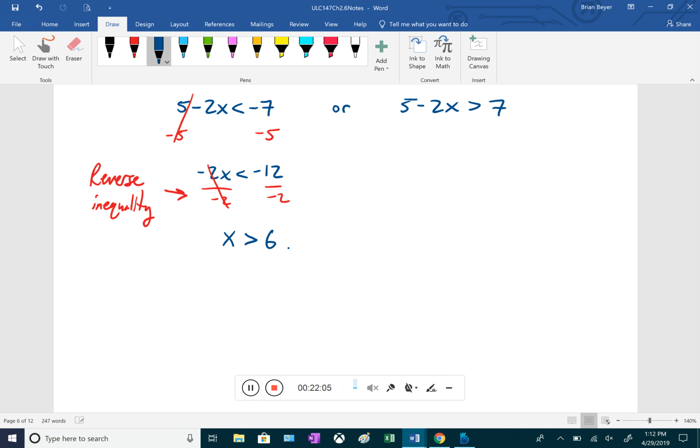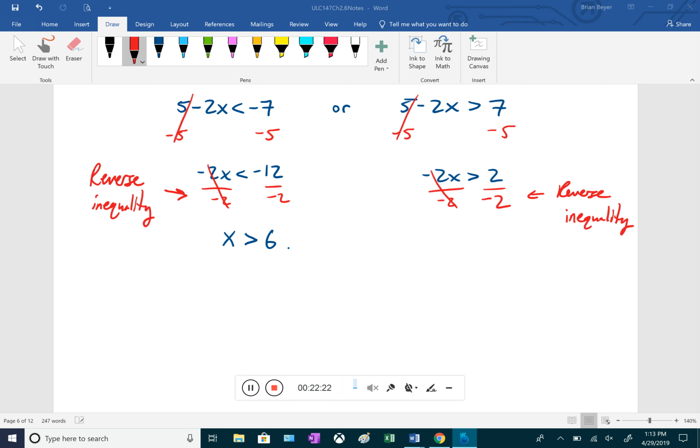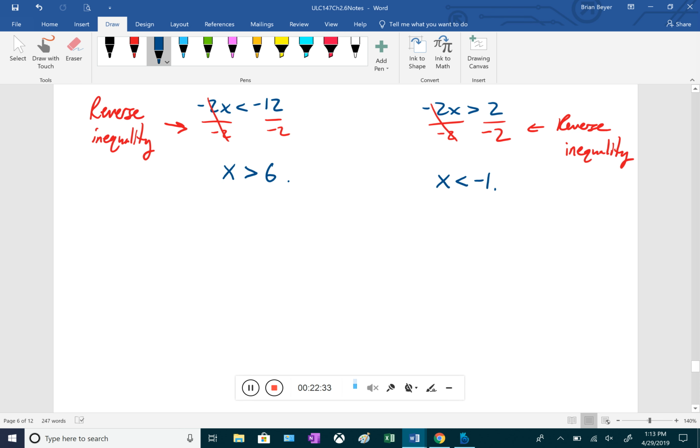The one on the right, we're going to solve separately, and we do the same steps, subtract 5. We get negative 2x greater than 2, and then we divide both sides by negative 2. We have to reverse the inequality, so instead of greater than, it becomes less than. 2 divided by negative 2, negative 1. So for this one, it's going to be everything greater than 6 and everything less than negative 1.